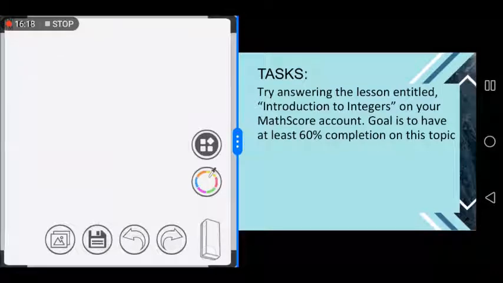Okay. For your task, since you already have your MathScore account, kindly answer the topic entitled Introduction to Integers. The goal is to have at least 60% completion on the given topic. At least 60% means it can go higher than 60% or be exactly 60%, but it cannot go below 60.